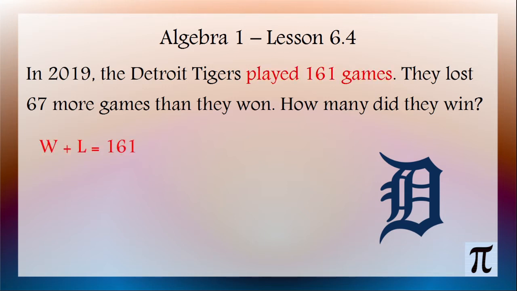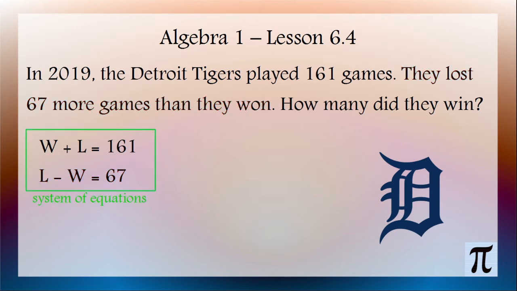We know they played 161 games, so their wins plus their losses equals 161. They lost 67 more games than they won. So if we take the number of games they lost and subtract how many they won, that equals 67. So now we have a system of equations. We have two equations and two variables.